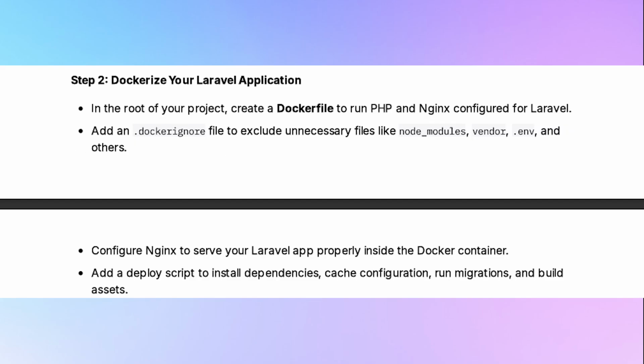Now step 2 is Dockerizing your Laravel application. In the root of your project, create a Dockerfile to run PHP configured for Laravel. Add a .dockerignore file to exclude unnecessary files like node_modules, vendor, .env and others. Now configure Nginx to serve your Laravel app properly inside the Docker container. Add a deploy script to install dependencies, cache configuration, run migrations and build assets.